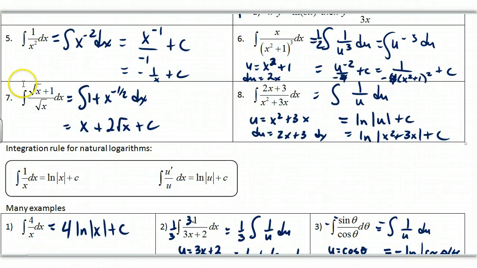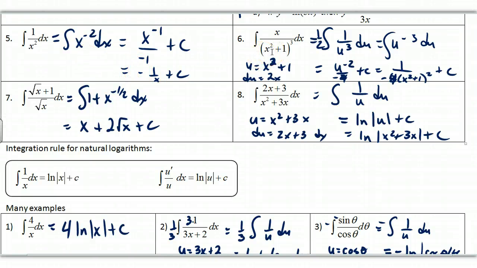Now these next ones, why I put these in here is because they look like natural log functions, or they might turn into natural log functions, but they actually don't. Don't forget your previous rules that you've done. So for this number 5 here, what we do is a rewrite. So this would be x to the negative 2. You raise it to the 1 higher power, divide by -1, and then you get plus c, and so you end up with this right here. This has nothing to do with the natural logarithm.